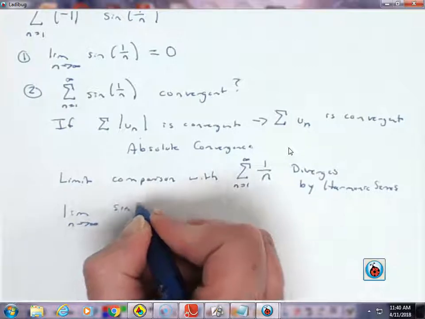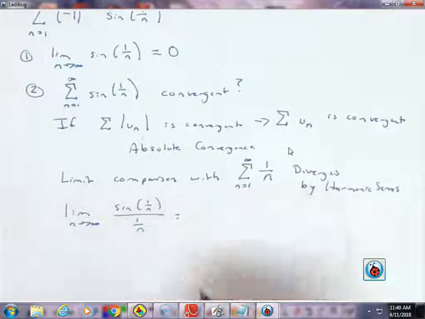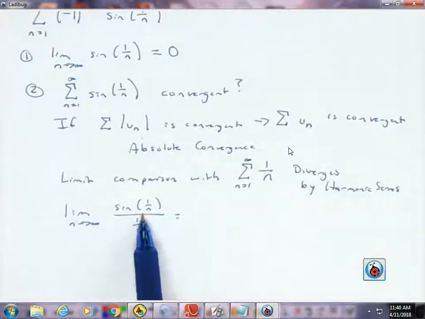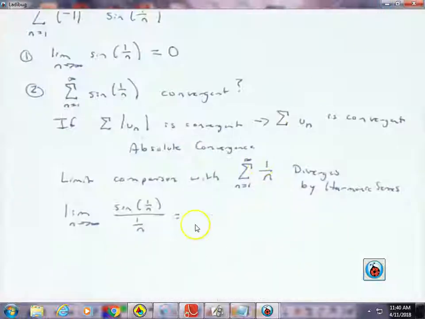And so when I do my limit comparison test, I'm going to take the limit as n approaches infinity of my function over the function I'm comparing with. Okay, and we already graphed this a second ago. You can kind of see that it's heading towards 0 there. And we know that this guy, as n goes to infinity, this goes to 0.